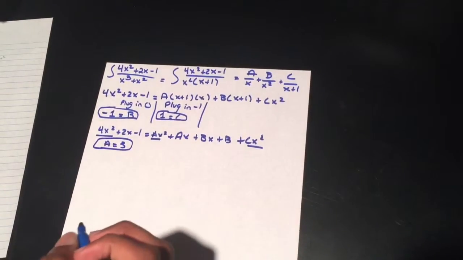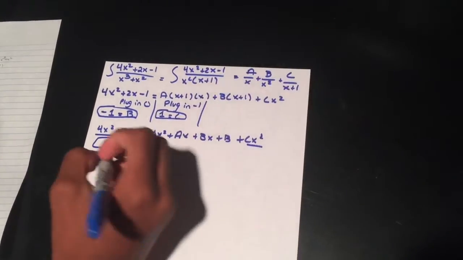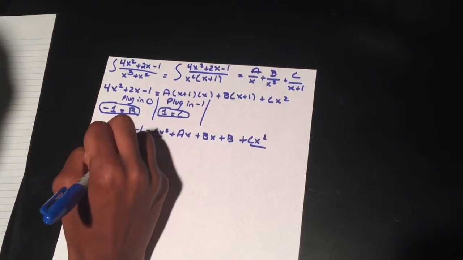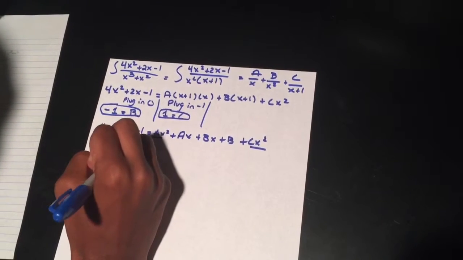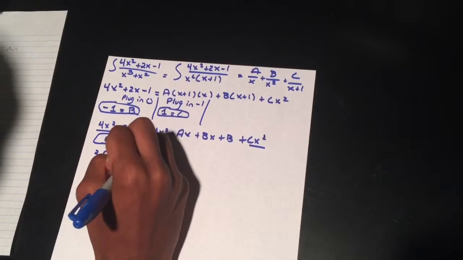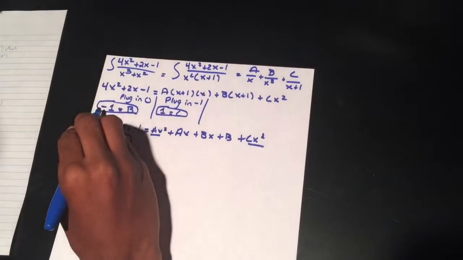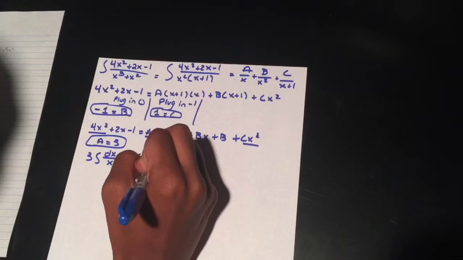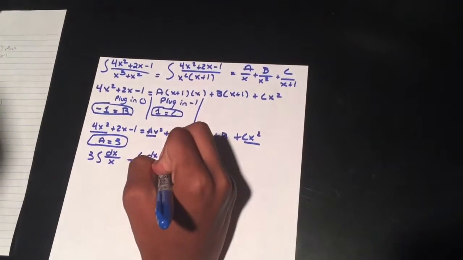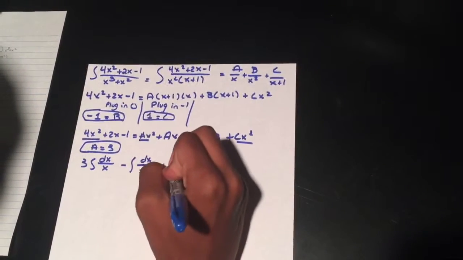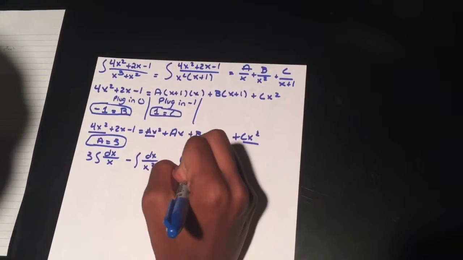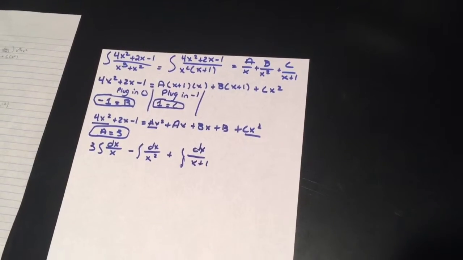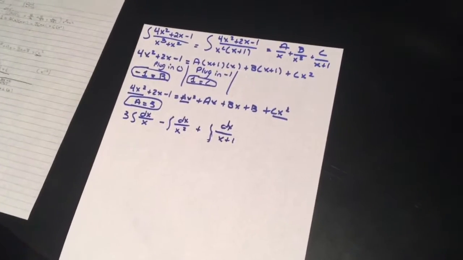So now we have our a, b, and c. So now we just plug it in and rewrite it. So we have 3 over 3 times the integral of dx over x minus, because b is negative 1, minus the integral of dx over x squared plus the integral of dx over x plus 1. So right here, when we integrate, now it's just simple integration.